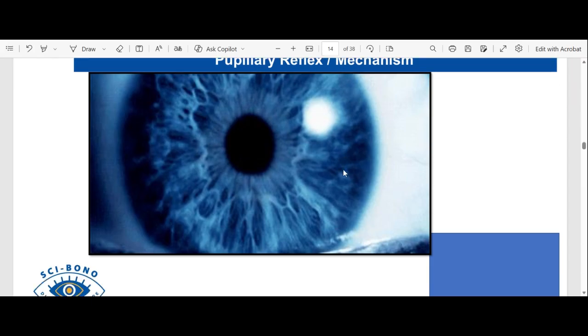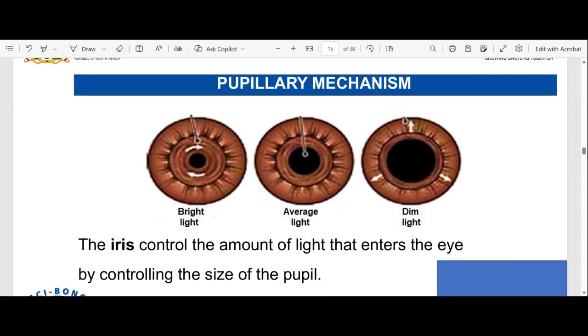So what is the pupillary mechanism? It is when your iris controls the amount of light that enters the eye by controlling the size of the pupil. As you can see here, when you're exposed to bright light, your pupil becomes small. You can also test this out: whenever someone shines a bright light, or whenever you look at the sun directly, your pupil becomes small.